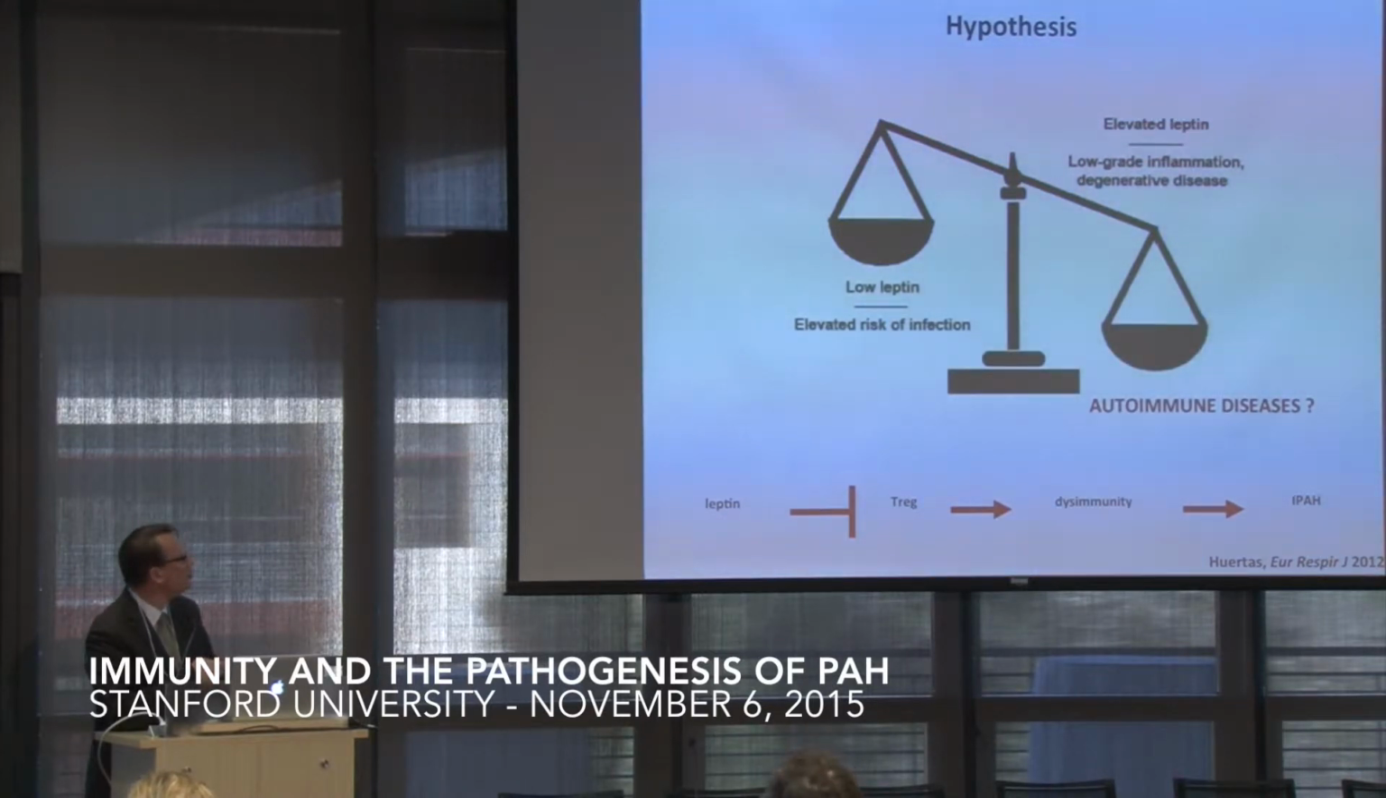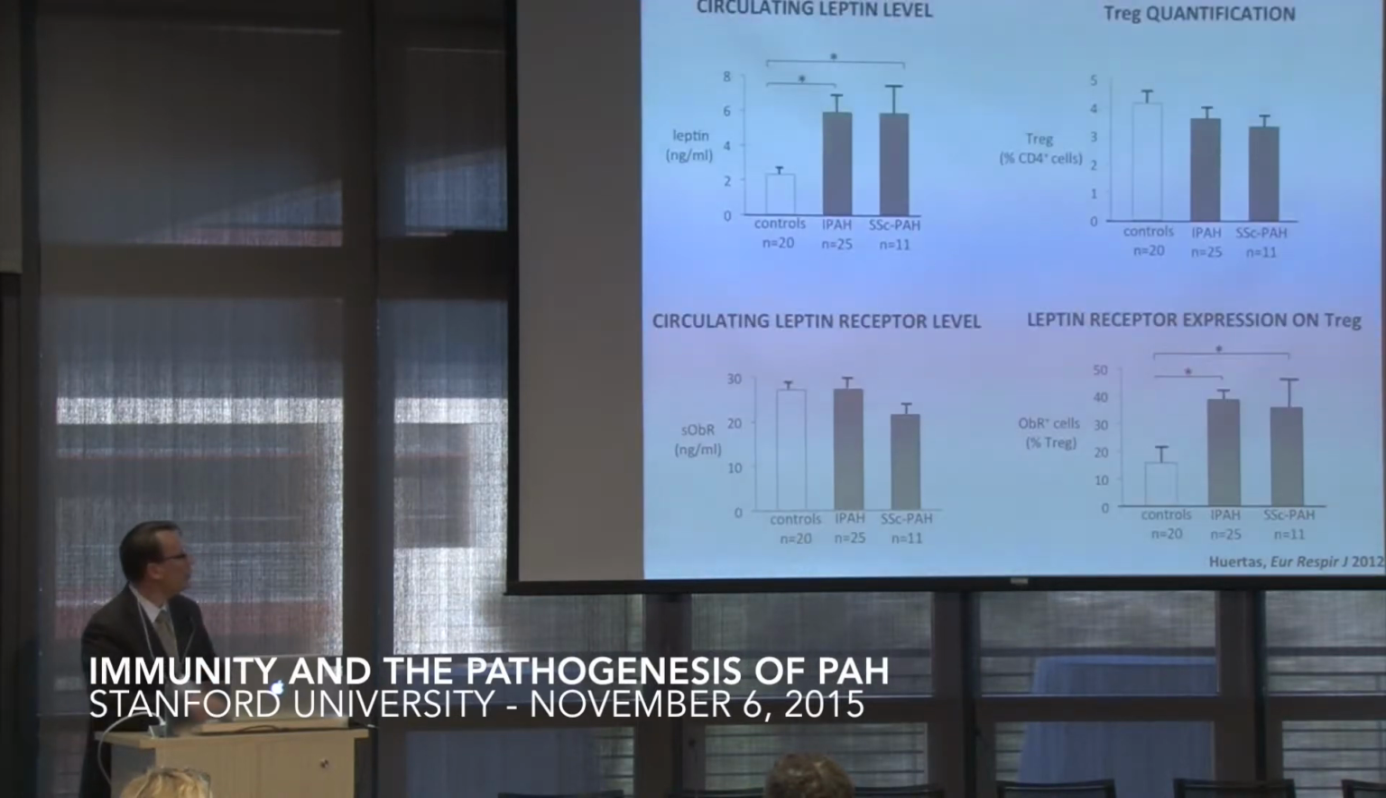in pulmonary hypertension, in group 1 PAH, we could have an elevated leptin level, which could favor low-grade inflammation and degenerative disease, and this could be a hallmark of autoimmune disease, for example, multiple sclerosis, etc. So this is the hypothesis here: high leptin, down-regulation of Treg, disimmunity, and idiopathic PH. Of course, it's difficult to demonstrate in humans. The only thing we can do is measure and see what's happening.